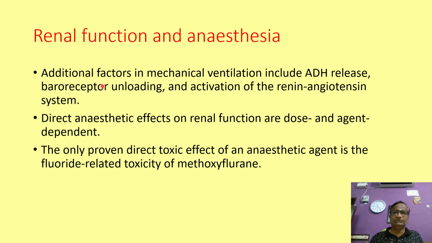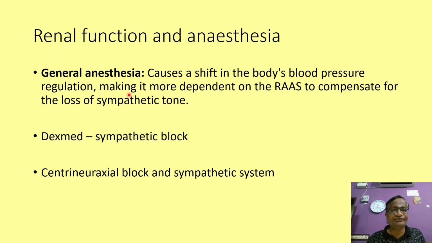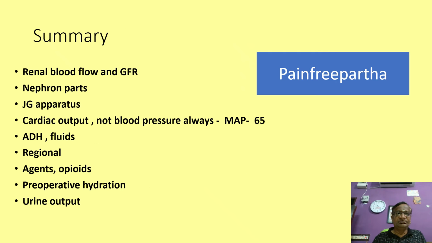Already I have told. Additional factors, renin-angiotensin. Direct anesthetics: the only one proven, as I have told, is methoxyflurane. The patient is more dependent on RAAS to compensate for the loss. For example, if the patient is on a beta blocker, or on dexmedetomidine, or has a central block, it needs RAAS. So we need to have the renin-angiotensin-aldosterone mechanism intact.